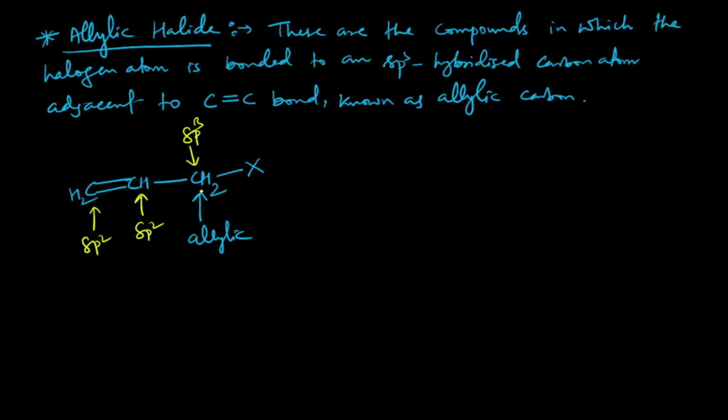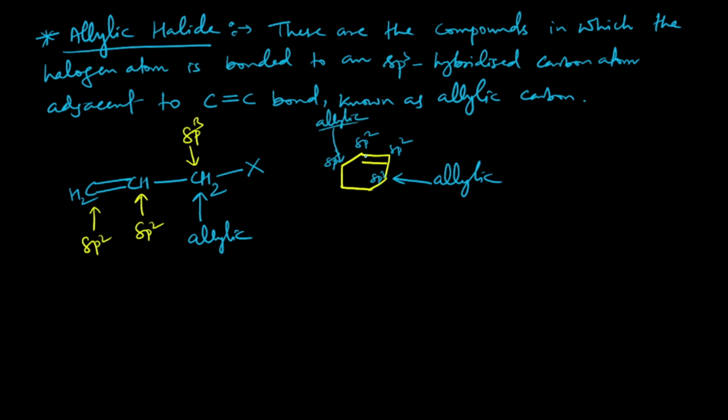So you should know this condition: the carbon next to the double bond should be sp3 hybridized, so that position we call allylic. Likewise, in a cyclic form, if a double bond is there, there are two allylic positions. See, this is sp2, and this one is sp3, right? Here also one sp3 is there. So this position is allylic, and here this position is also allylic.